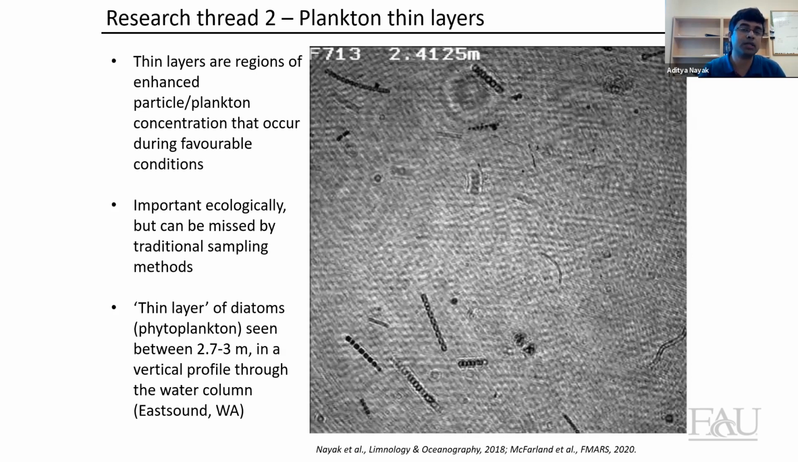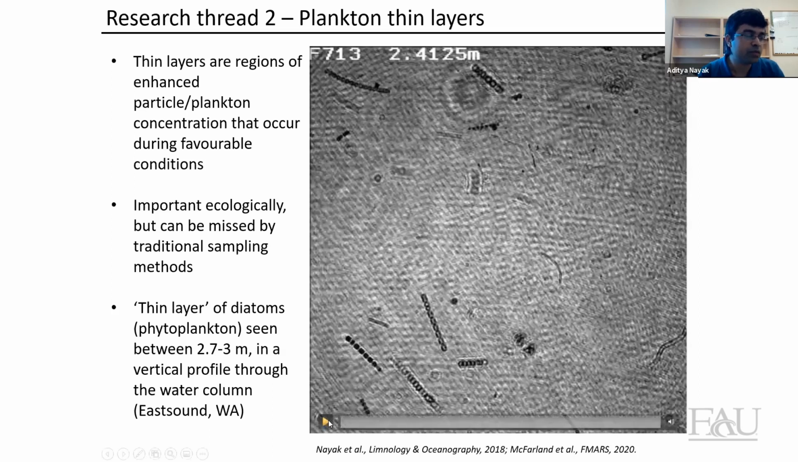So you can see how it's going to be very easy, if you're using traditional sampling methods and sampling every meter within the water column, to miss something like this. So imaging, again, plays a very important role here to understand thin layers better. And these are really ecologically important because there are a lot of plankton accumulating at one place. So you can imagine they are a prime food source for higher trophic levels.